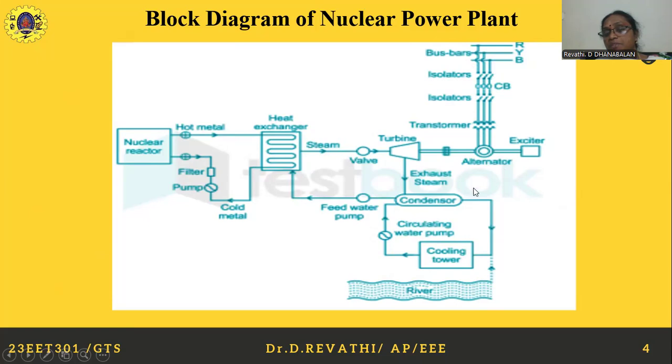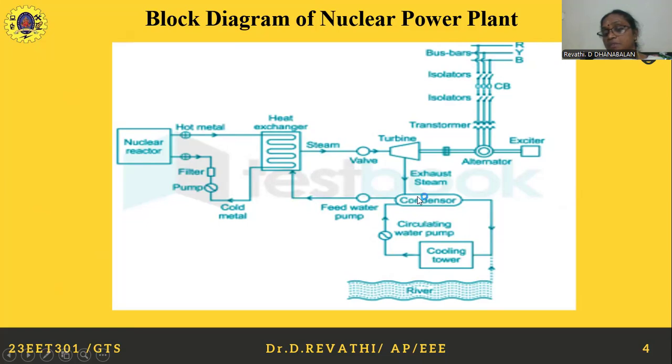What is the purpose of the condenser? We know that after use in the turbine, the excess water is sent to the condenser. The condenser condenses the water, and it is fed through the feed water pump to the heat exchanger. The condenser receives the water from the turbine.